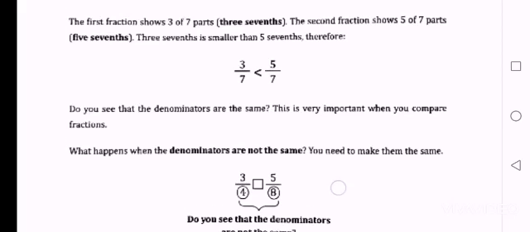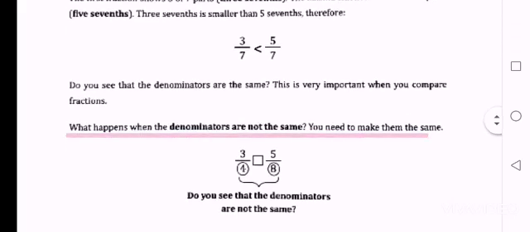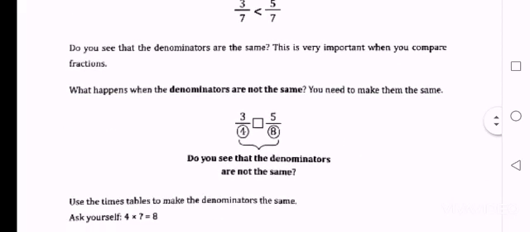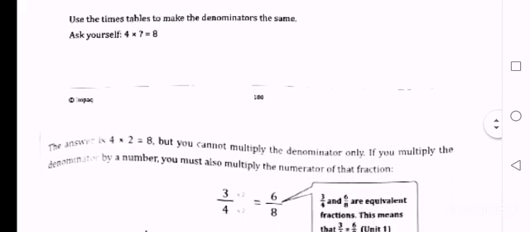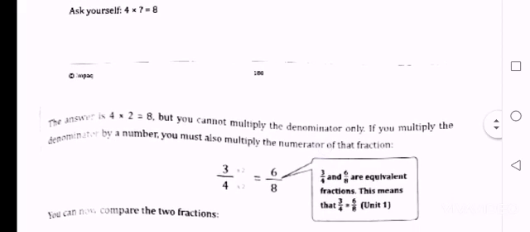Okay. What happens when the denominators are not the same? You need to make them the same. Do you see that the denominators here are not the same? The first one is 3/4 and the second one is 5/8. So they're not the same. Use times tables to make the denominators the same. Ask yourself, 4 times what gives you 8? Easy, 2. The answer is 4 times 2 gives you 8.